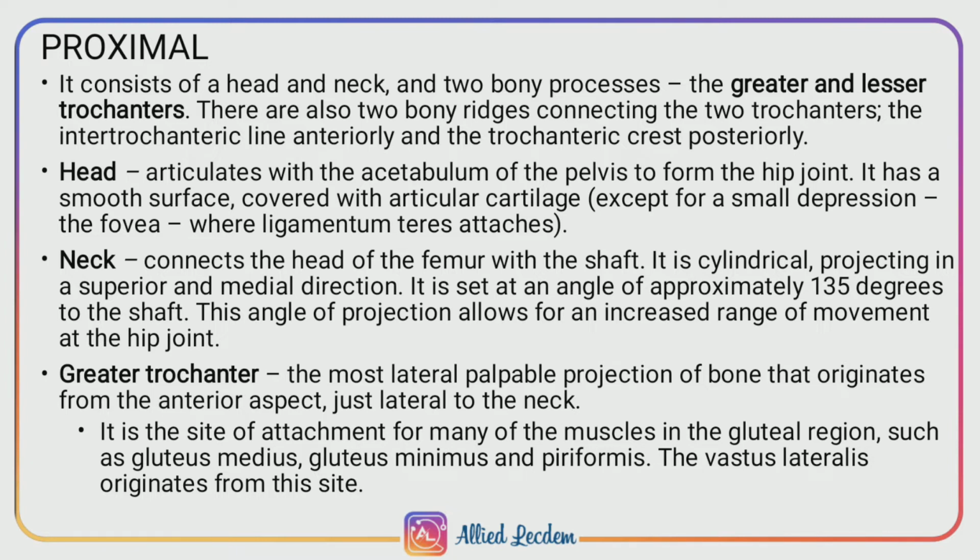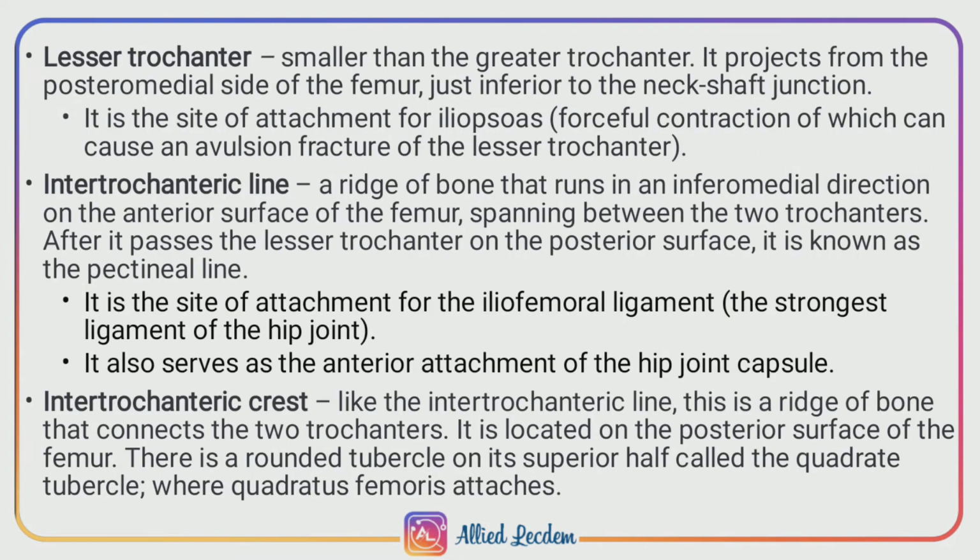Next are the two bony processes. The first one is the greater trochanter, the most lateral palpable projection of the bone, that originates from the anterior aspect just lateral to the neck. Next is the lesser trochanter. Smaller than the greater trochanter, it projects from the posterior medial side of the femur, just inferior to the neck-shaft junction.